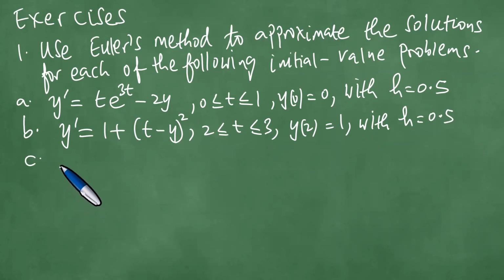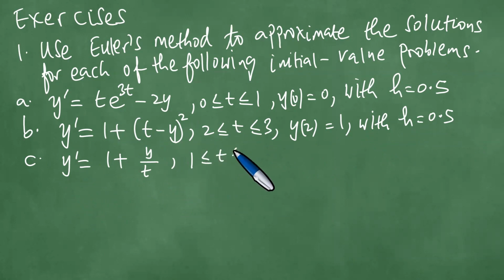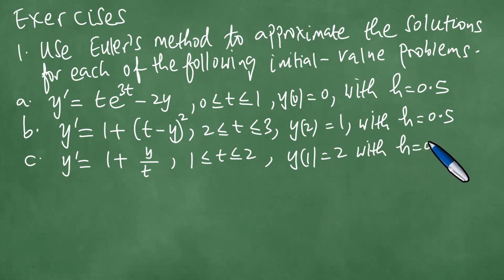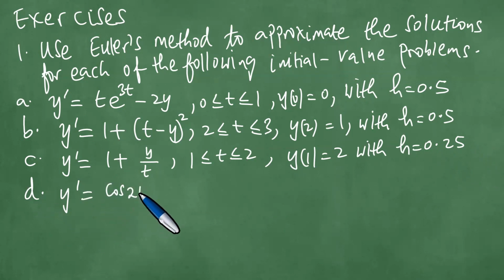C, y prime is 1 plus y over t, t between 1 and 2, y at 1 is 2, with h equals 0.25. D, we have y prime is cosine of 2t plus the sine of 3t.